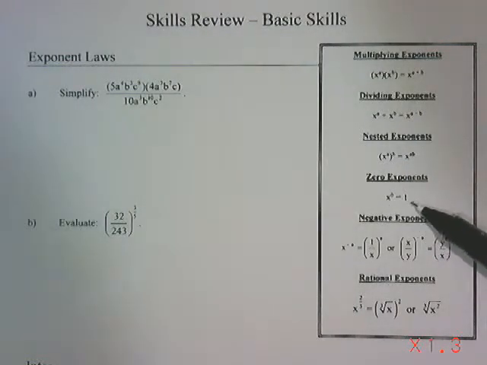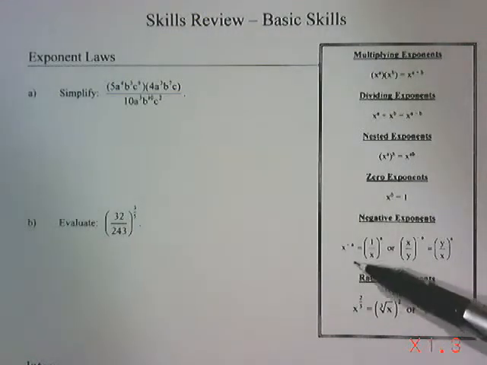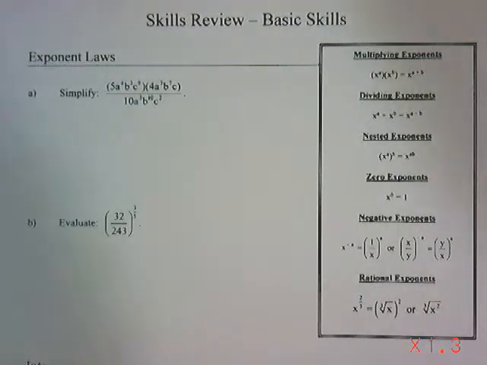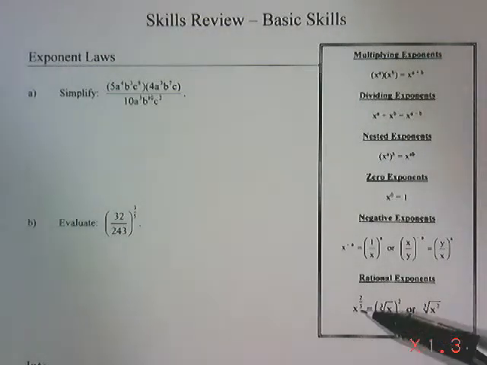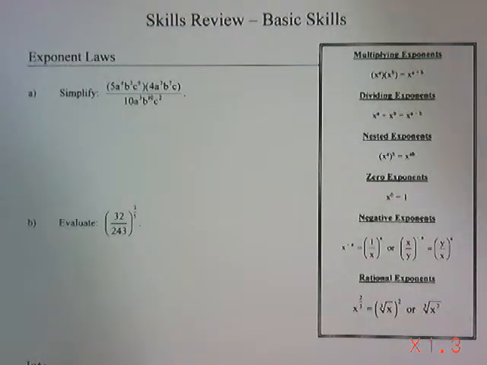Anything to the power of 0 equals 1. A negative exponent makes a fraction, and a rational exponent makes a root. So the number on the top is just a regular exponent, and the number on the bottom makes a root. So we're going to do two examples here that have a variety of different skills in them.